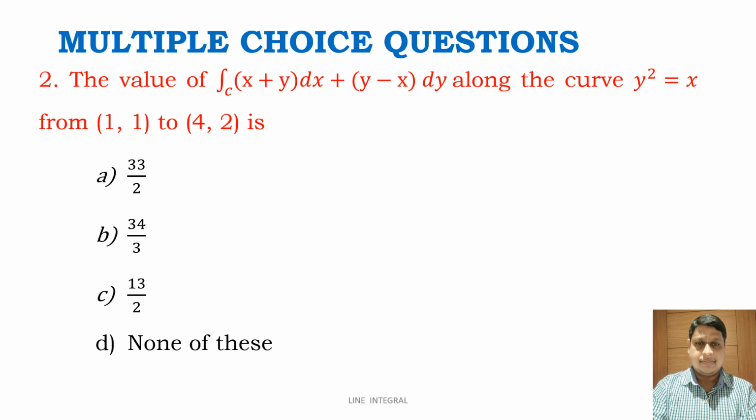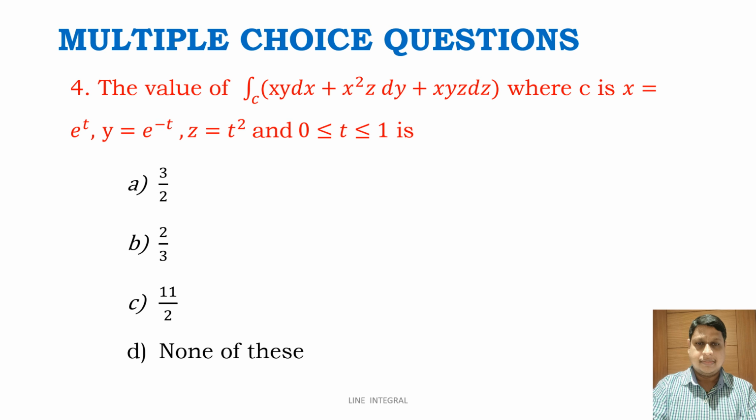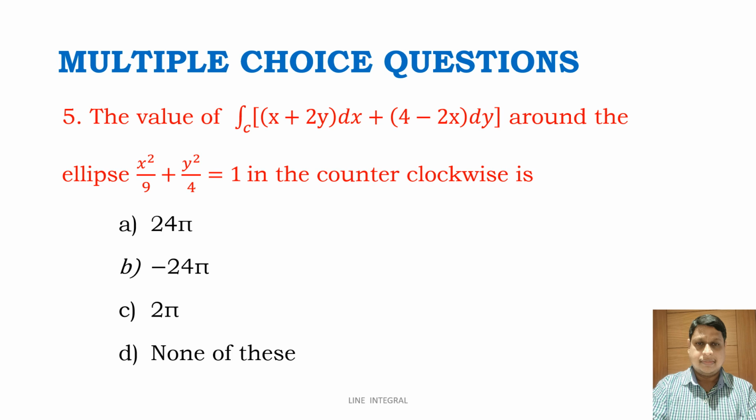And next, the second multiple choice question. For this question the answer is option B, 34 by 3. And for the next question, the option is C, 10 by 7. And for the fourth question, the option is A, 3 by 2. And finally, the last question, the option is B, answer minus 24 pi.